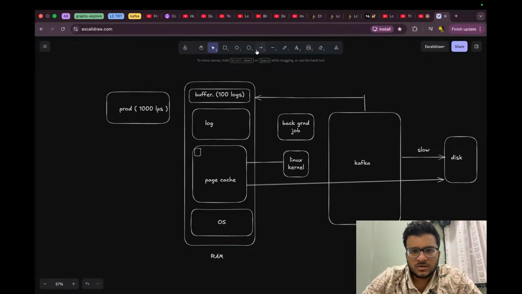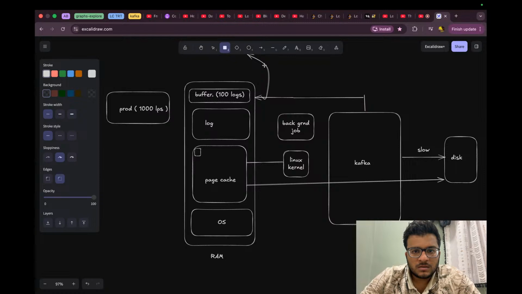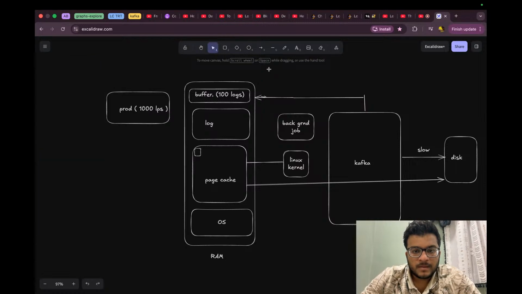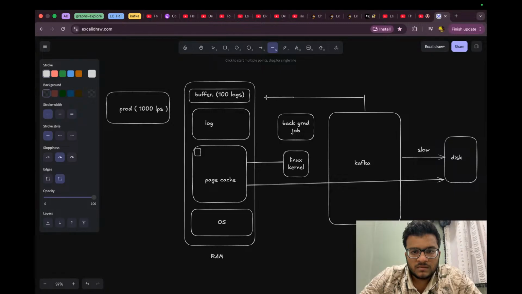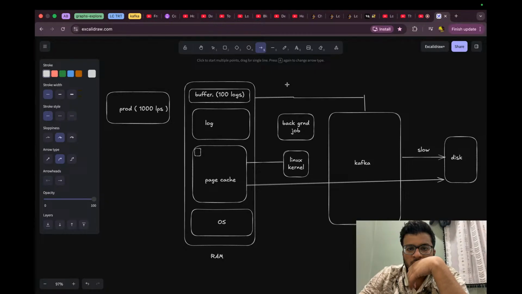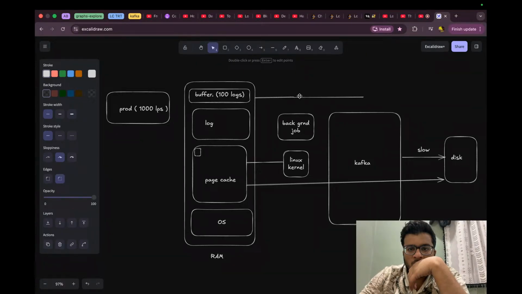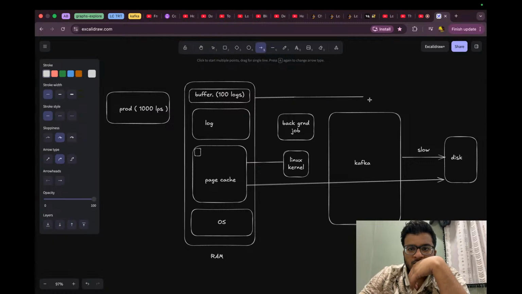I think this arrow is the wrong route. I think something is wrong. I think it should be the other way around. Let me figure it out. So okay, it should be here. Let me take it here.